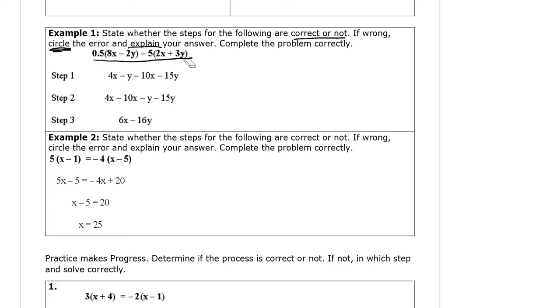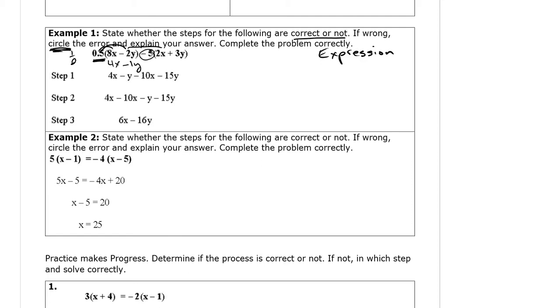There's no equal sign, so that is what we call an expression. Since there's no equal sign, we will not be solving for x. We will just simply be making it more simple, simplifying. This is 0.5, which is equivalent to 1/2. So when I distribute it inside the parentheses, that's the same thing as saying half of 8x, which would be 4x. We also have to distribute the 0.5 over here, so half of negative 2y would be negative 1y.